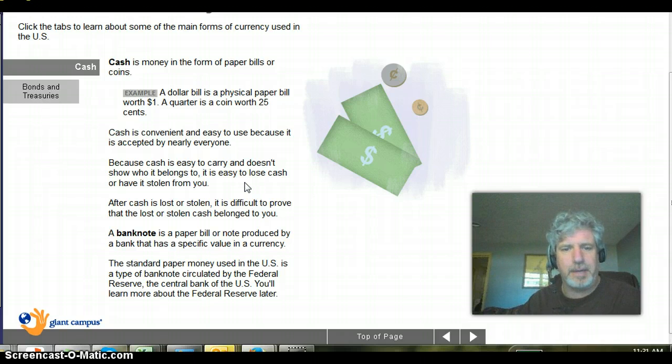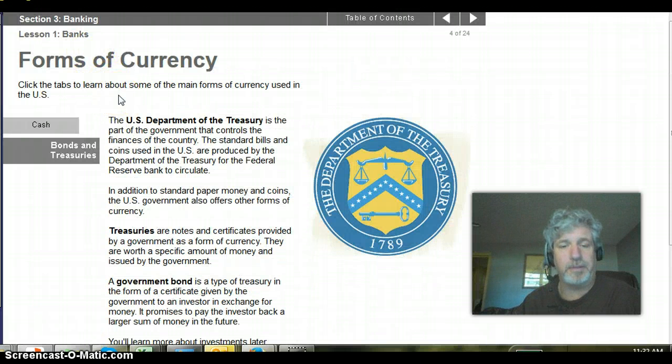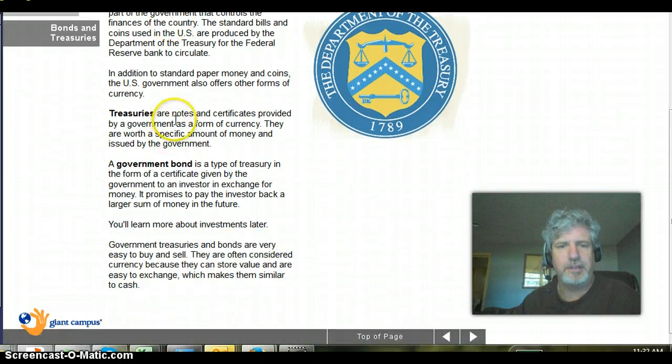A banknote is a paper bill or note produced by a bank that has a specific value in currency. The standard paper money used in the US is a type of banknote circulated by the Federal Reserve, the central bank of the US. You'll learn more about the Federal Reserve later. The U.S. Department of Treasury is the part of government that controls the finances of the country. The standard bills and coins used in the U.S. are produced by the Department of Treasury for the Federal Reserve Bank to circulate. In addition to standard paper money and coins, the U.S. government also offers other forms of currency.